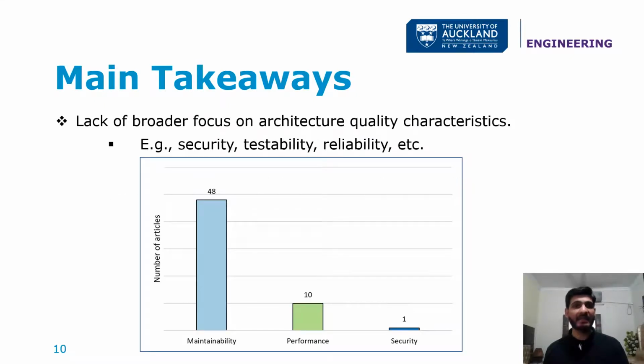The second main takeaway is that we noticed a lack of broader focus on architecture quality characteristics. For instance, we found that maintainability and performance are often studied. However, other important characteristics like security and reliability are barely investigated.